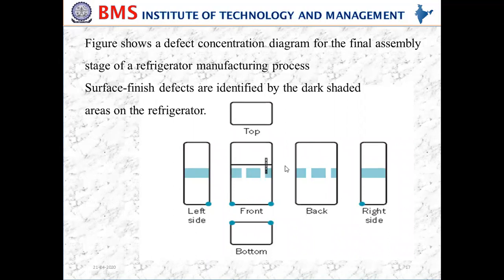It should be rounded with a particular ribbon, so that it will be easy to handle that particular surface, so that the surface defects will not occur.